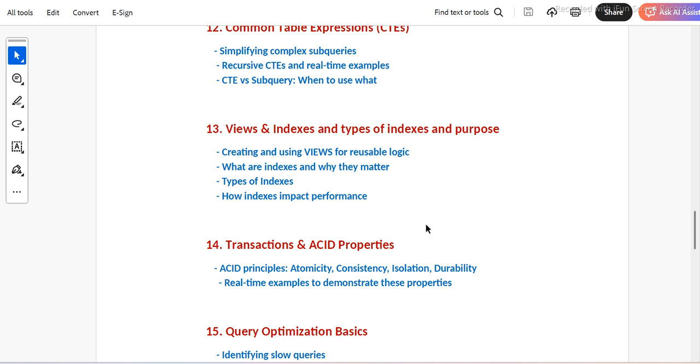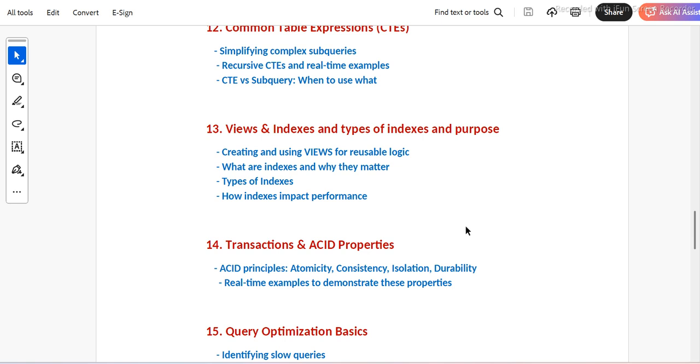Now number 14, transactions and ACID properties. Every SQL database supports transactions, specifically the RDBMS systems, right? They support transactions, and those transactions have the ACID properties. We'll talk about everything about ACID properties. We'll be understanding how we can implement them in our project as well. Everything practically we are going to do it.